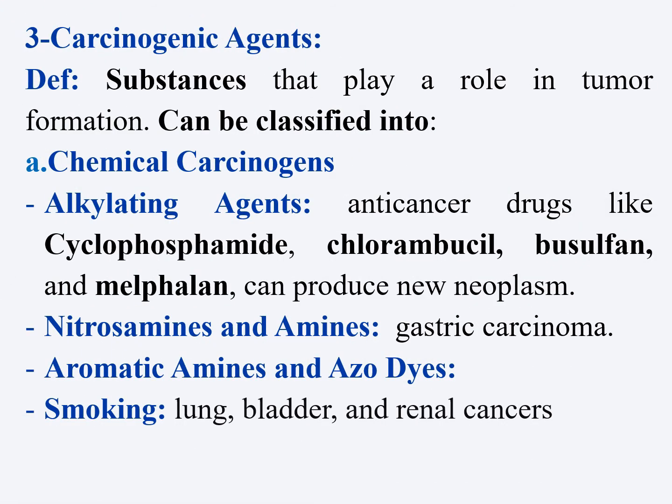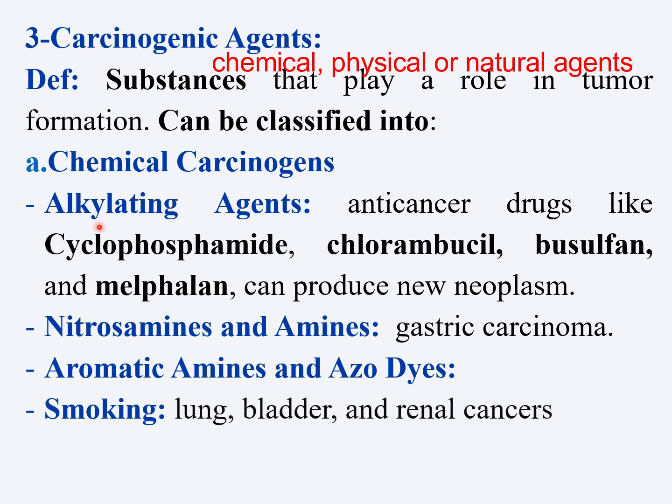For continuation of our talk about the etiological agent of neoplasm, we have carcinogens, which are chemical or physical or natural agents that can result in cancer. What are carcinogens? As you see here, these are substances which may play a big role in tumor formation, and they can be classified into chemical, physical, and naturally occurring carcinogens. Let's start with the chemical carcinogens.